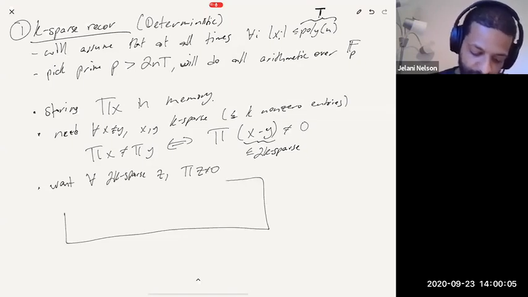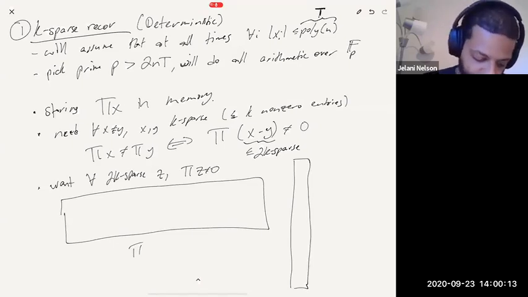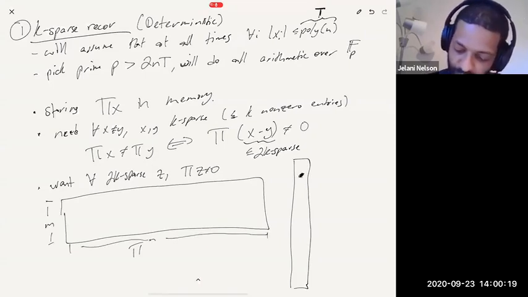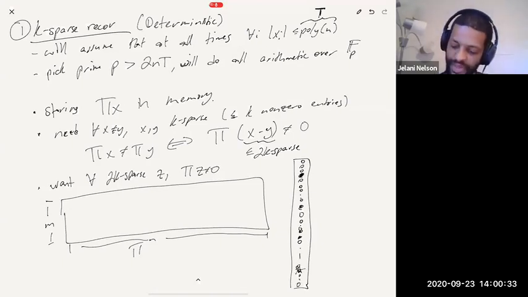So here's pi. Here's z. z is sparse, so it has some non-zeros, and everything else is 0. The starred ones are the ones that are not 0. These red stars are non-zeros.